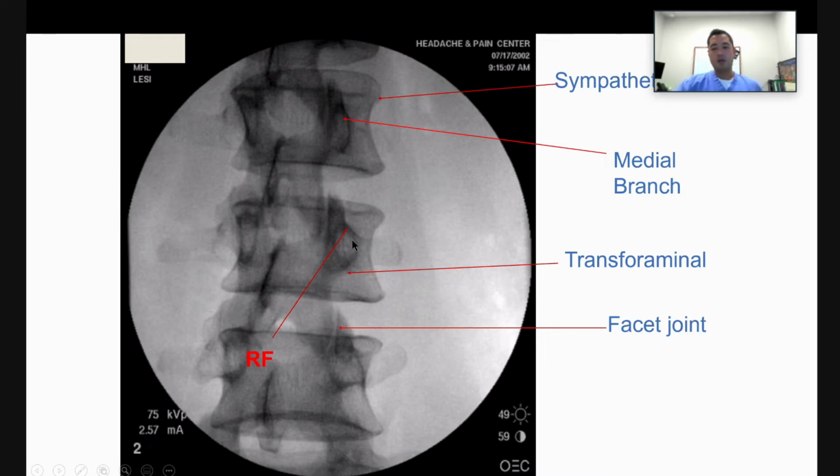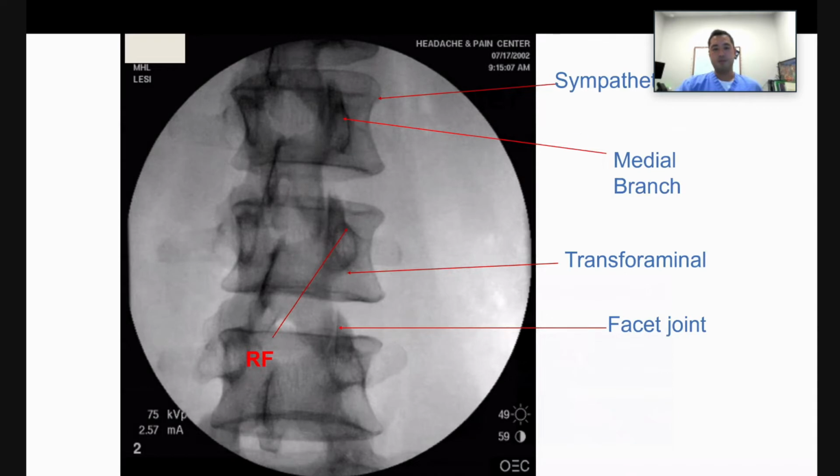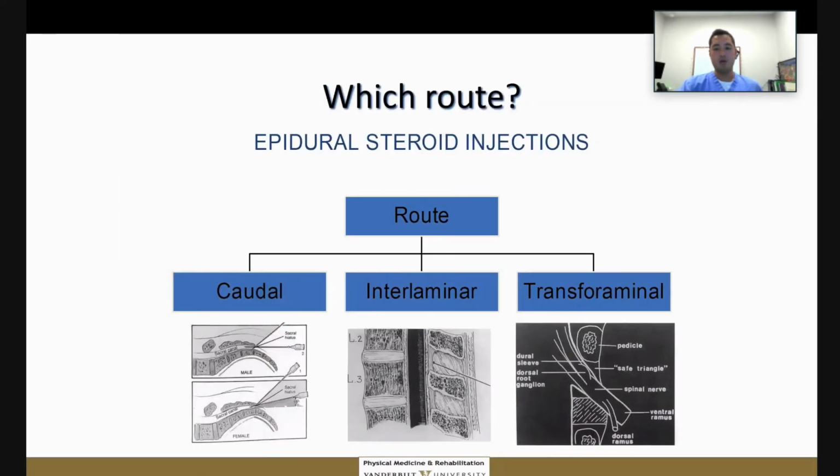So I think as a medical student, it's important to recognize that the oblique view is going to be very commonly obtained and to just get an idea of what the different anatomic landmarks are. So when it comes to epidural steroid injections, we have 3 primarily different routes that we do this. We have the caudal approach, the interlaminar approach, and the transforaminal approach.